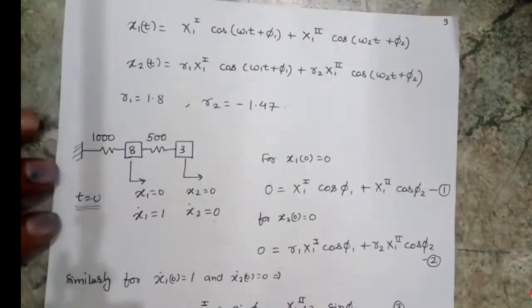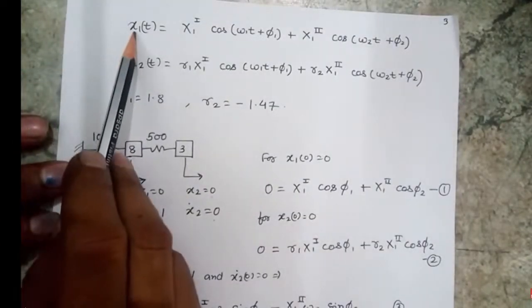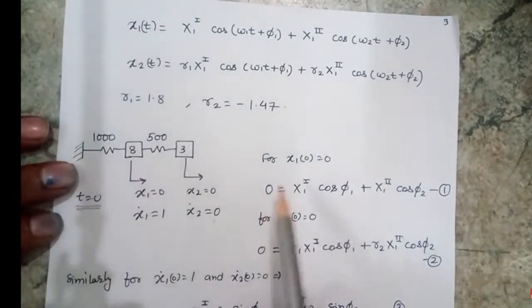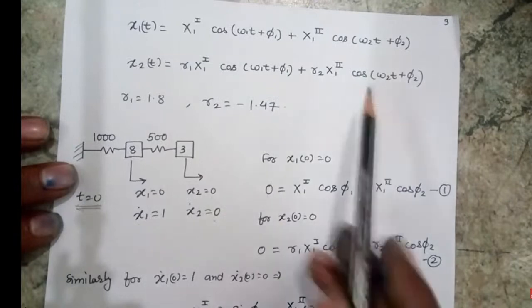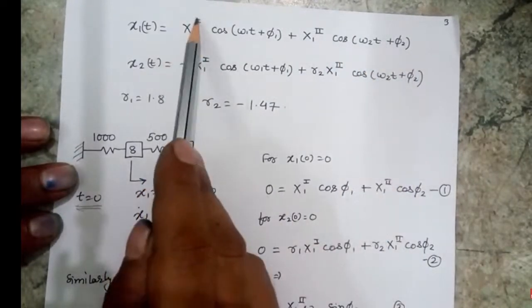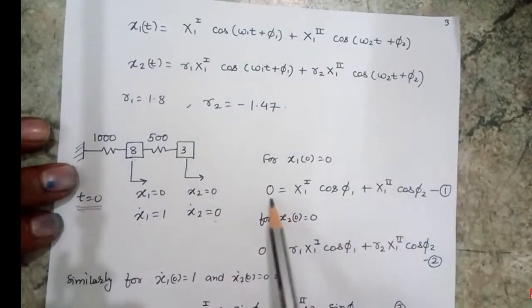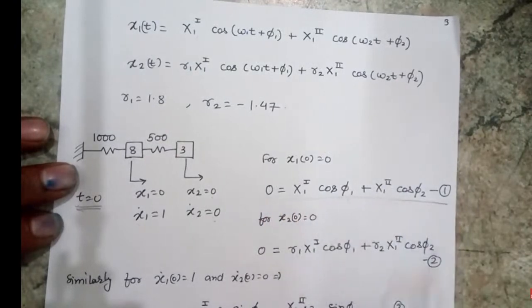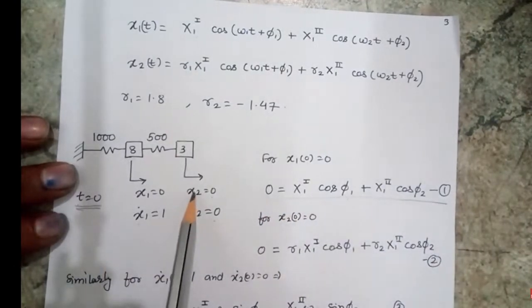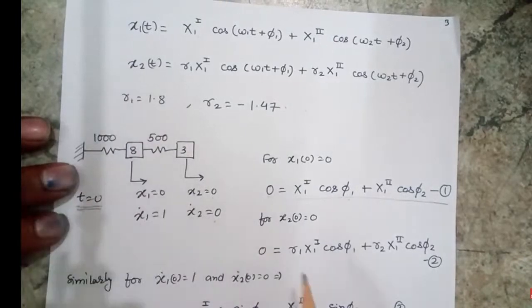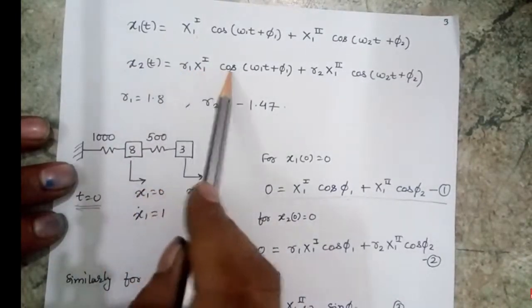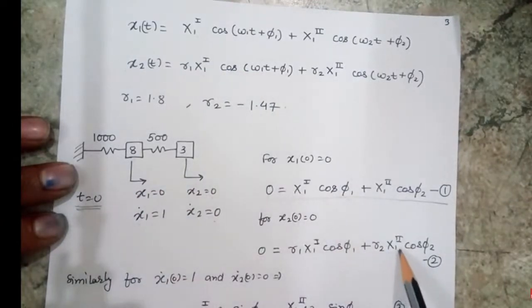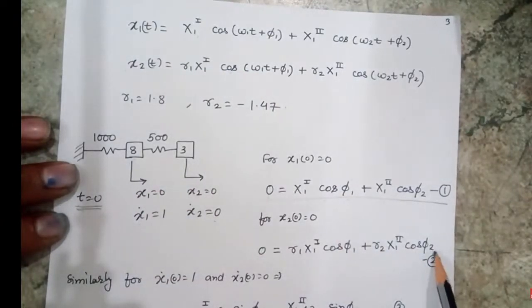Now when I use the first equation and put t equal to 0, the displacement will be 0. Here t is 0, so I have cos phi 1 and cos phi 2 with my x1 for the first mode and x1 for the second mode. This will be my equation. When I put the second value into my second equation, I get this expression: no displacement, R1 x1 cos phi 1 and R2 x1 for the second mode cos phi 2.